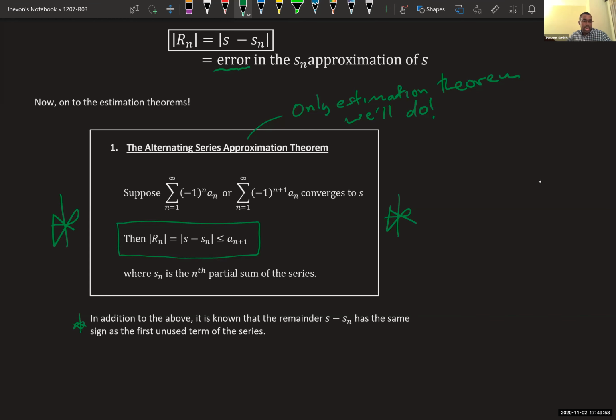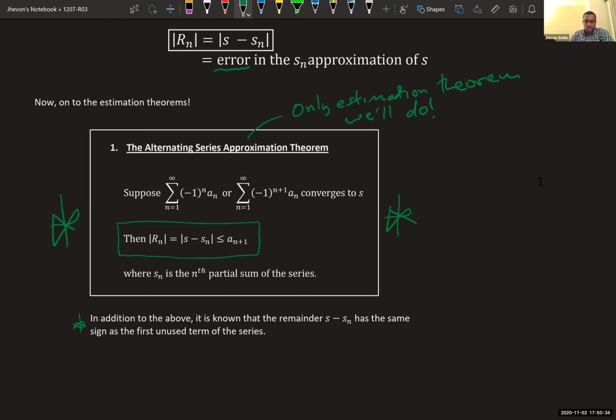For example, let's say you're doing an alternating series, you add up a bunch of terms, and you look at the magnitude of the very next term, and let's say that magnitude is 0.1. That means you're within 0.1 of the actual answer. The actual answer will be at most 0.1 larger or 0.1 smaller than your current answer. And if you know the sign, you can tell whether it's larger or smaller. So the alternating series approximation theorem is pretty easy and pretty useful.